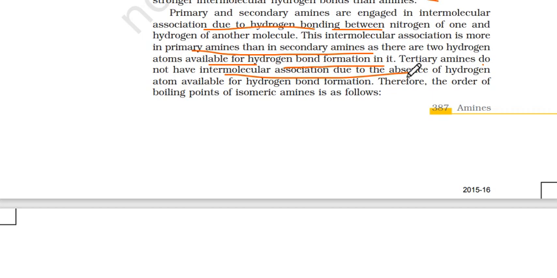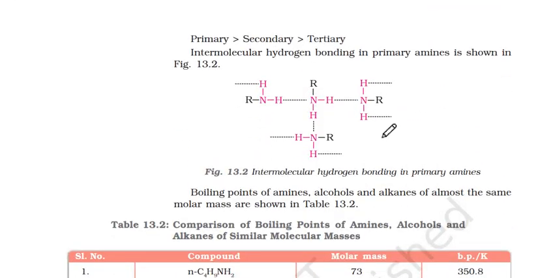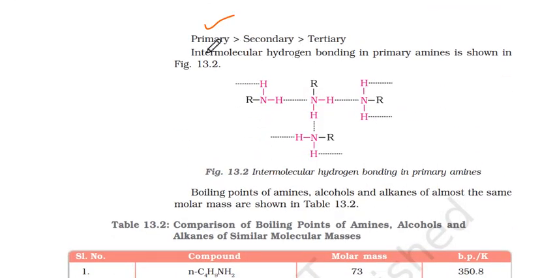Therefore, the order of boiling points of isomeric amines is as follows. So what can you say about the boiling points? Primary is the highest, then secondary, and then tertiary. This is something you have to remember. So this is about the boiling points.